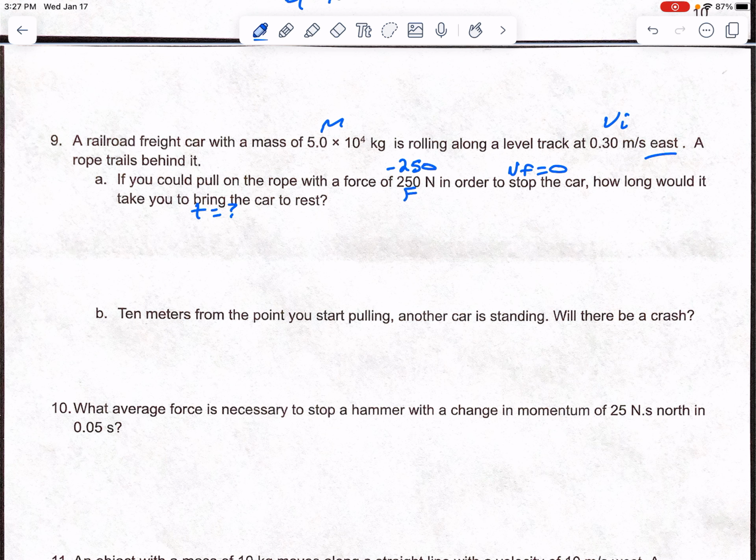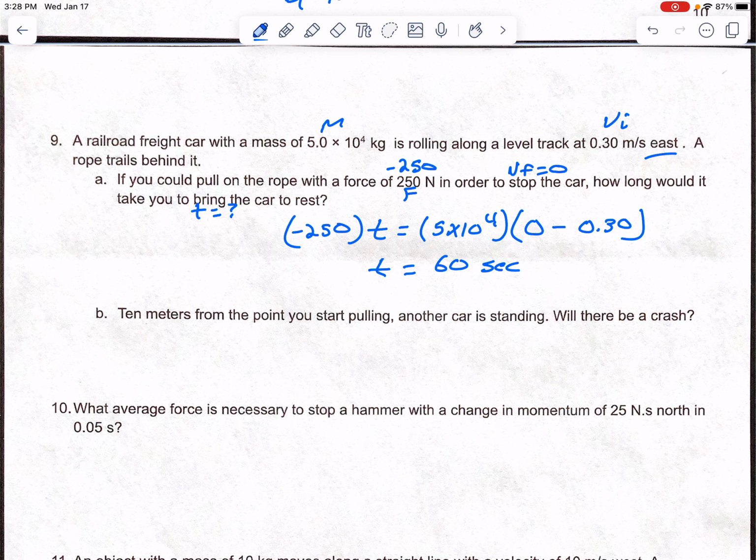Okay, so we're going to do our impulse momentum theorem. So F times T, so negative 250 times T equals mass 5 times 10 to the 4th times VF minus VI, so 0 minus 0.30. Just be careful that's always final minus initial. So multiply the sides on the right, divide by negative 250, and that's going to give you a time of 60 seconds. Now, if you did not say that it was negative 250, it's not going to really affect your answer. It's just going to say you got negative 60 seconds, which you can't have negative time. So as long as you know to fix that, you'll be fine.